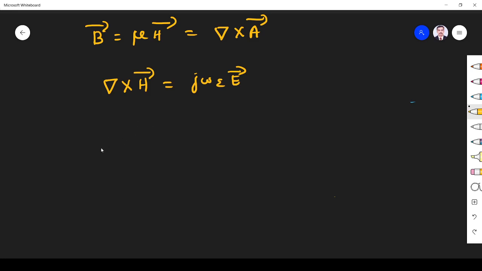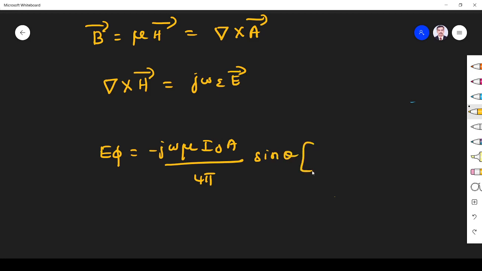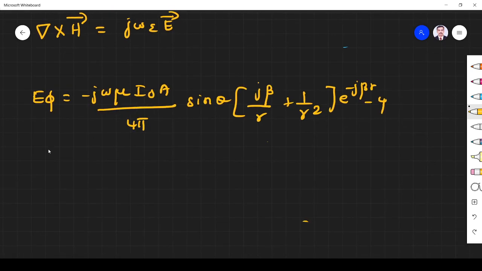So after simplifying this, what we get is E phi is equal to minus j omega mu I naught A divided by 4 pi, sin theta, j beta by r plus 1 by r square, e power minus j beta r. Right? So this is equation number 4.